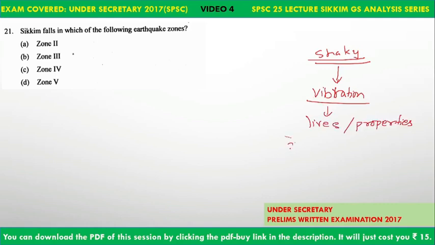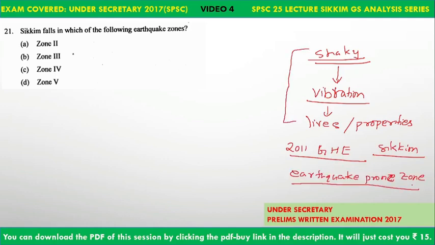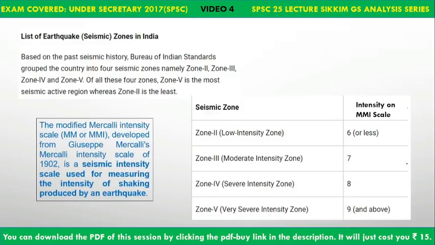We very well remember the 2011 Great Himalayan earthquake, right? The epicenter of which was in Sikkim. It caused a lot of deaths and a lot of damage to the properties in Sikkim. So as we can see, Sikkim falls in one of the earthquake prone zones, means there are high possibilities of the occurrence of earthquakes in Sikkim. Before answering this question, let us read what the earthquake or seismic zones are and how they are divided in India. So here is the list of earthquake or seismic zones in India.